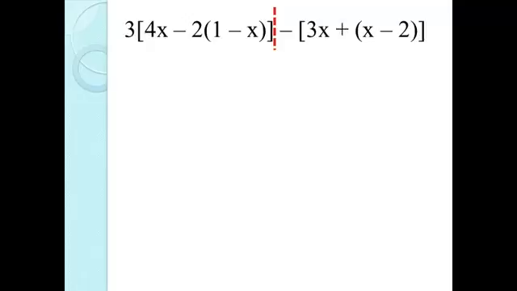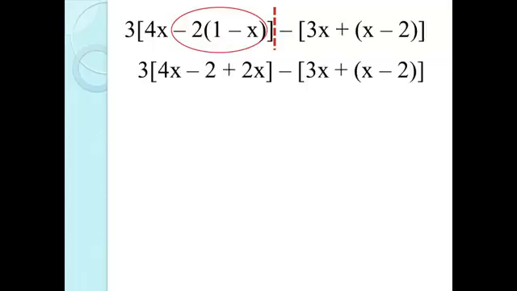Let's first look inside the brackets on the left. We will start by distributing the negative 2. Negative 2 times 1 is negative 2, and negative 2 times negative x is positive 2x. Notice we rewrote the entire expression just after doing that one step.